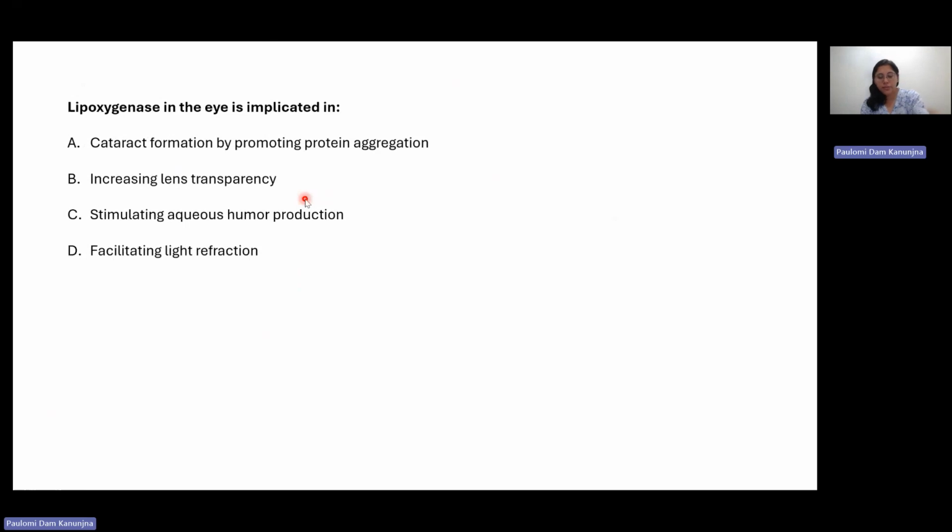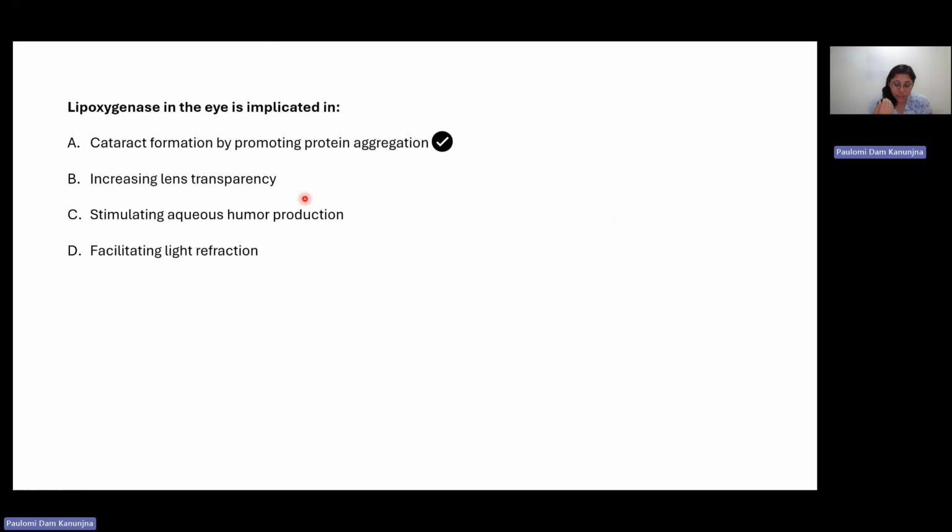Okay, let me give you the answer. Cataract formation by promoting protein aggregation, right? So what is this enzyme? As the name suggests, lipoxy, it's basically responsible for oxidative metabolism of fatty acid lipids, right? So what does it do in your eyes? Why is it facilitating cataract formation?